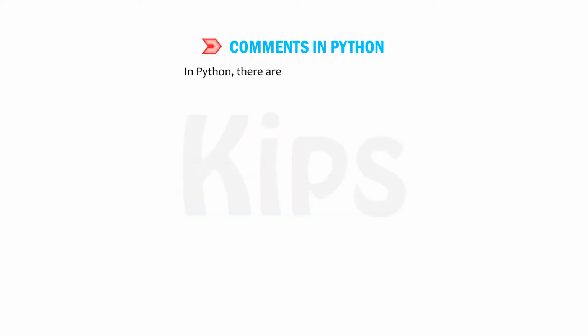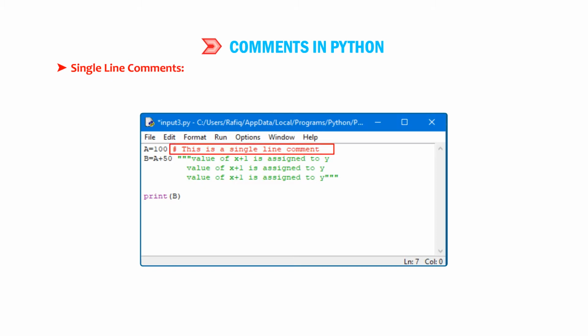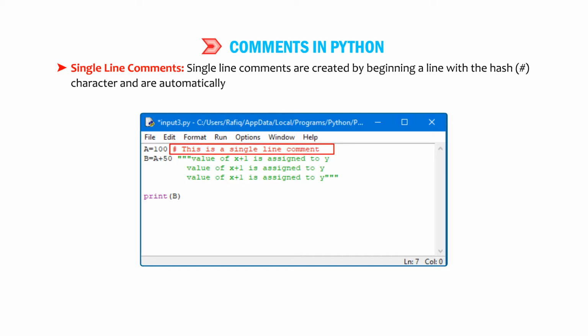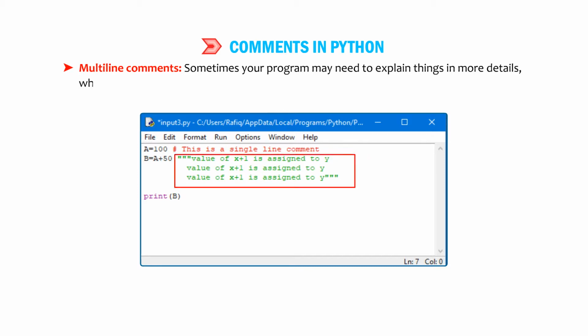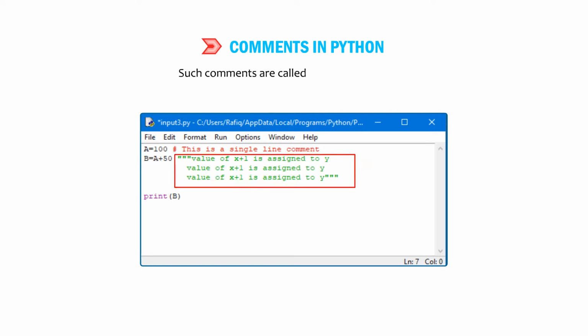In Python, there are two types of comments. Single-line comments are created by beginning a line with the hash character and are automatically terminated at the end of the line. Multi-line comments: sometimes your program may need to explain things in more detail, which may exceed one line. Such comments are called multi-line comments.